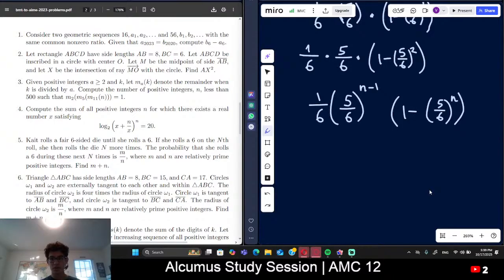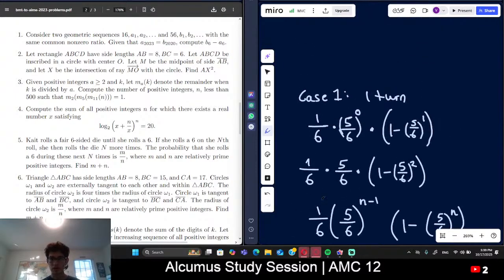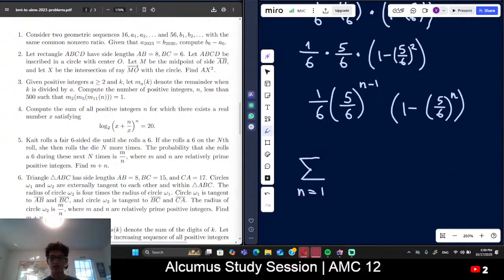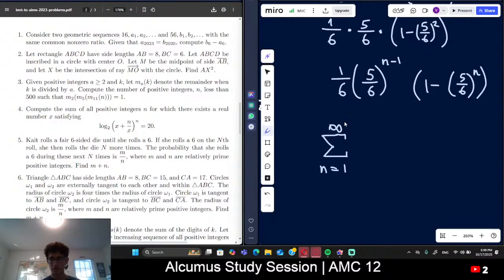Now what we need to do is figure out a way to sum this, right? We want to sum from n equals 1 until infinity of this mammoth product. So let's take out the 1/6, that's pretty simple. And now what we have is 5 over 6 to the n minus 1 minus 5 over 6 to the 2n minus 1.